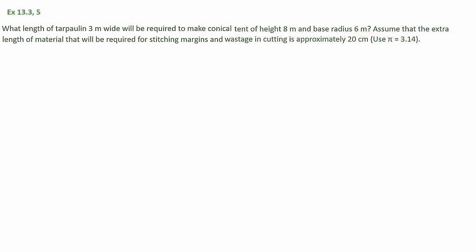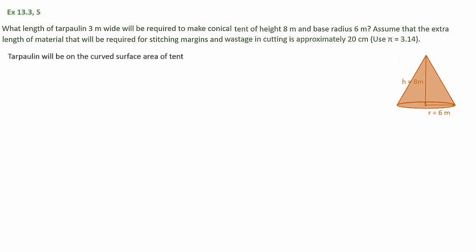And assume that the extra length of material that will be required for stretching margins, meaning we need to tie up the margins, and wastage in cutting is approximately 20 centimeter. So the extra we need is a 20 centimeter margin. So let's visualize the conical tent or conical shape. Height is given to us 8 meter, radius is 6 meter. So let's write the given things.